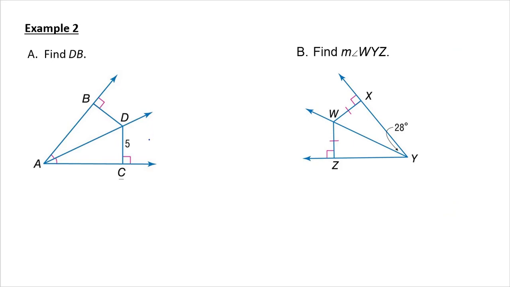Okay, now using some algebra. Find DB. I have congruent angle marks here. So therefore, DC is going to be equal to BD, which is 5. I have W. From W, I have a perpendicular to both edges of my angle, and I have a congruent mark, so therefore we know it's on the angle bisector. I need to find angle WYZ. This angle is 28, so that angle has to be 28.